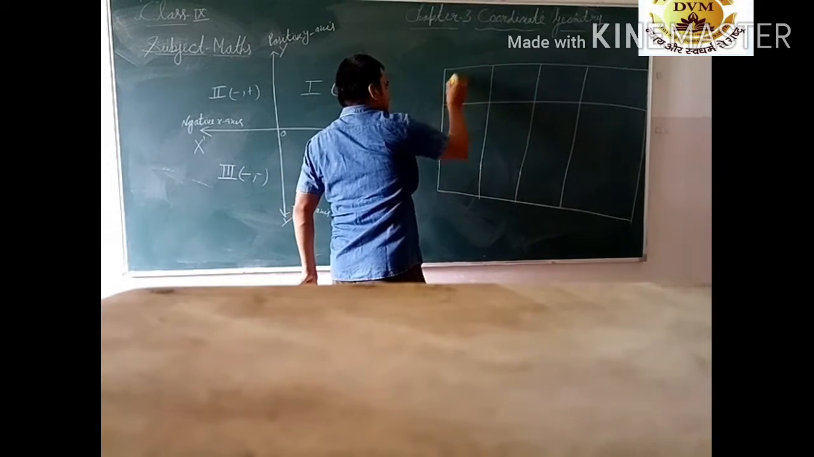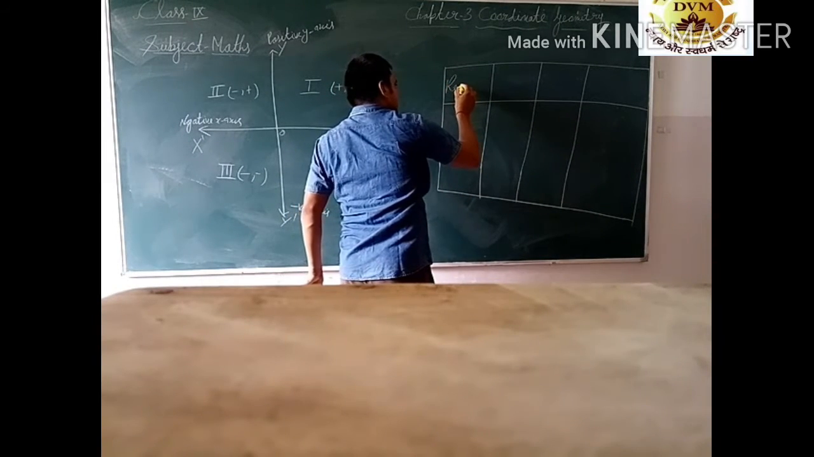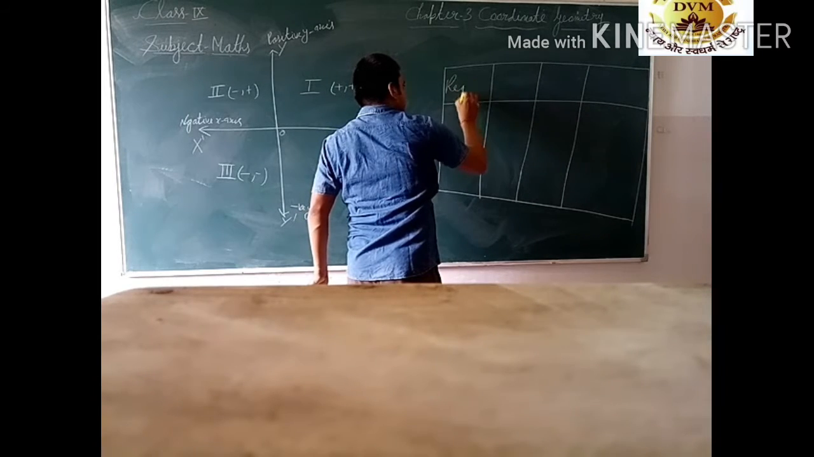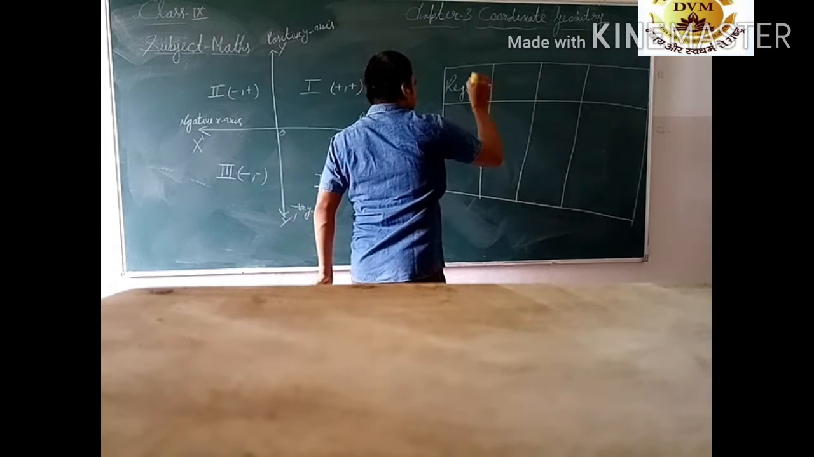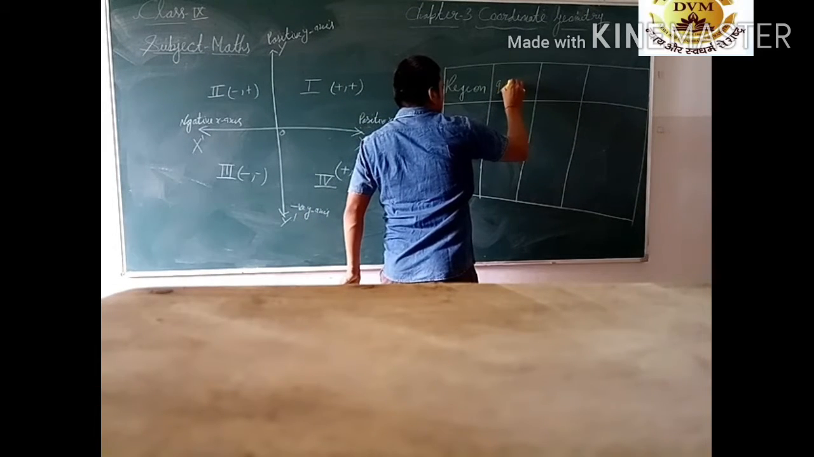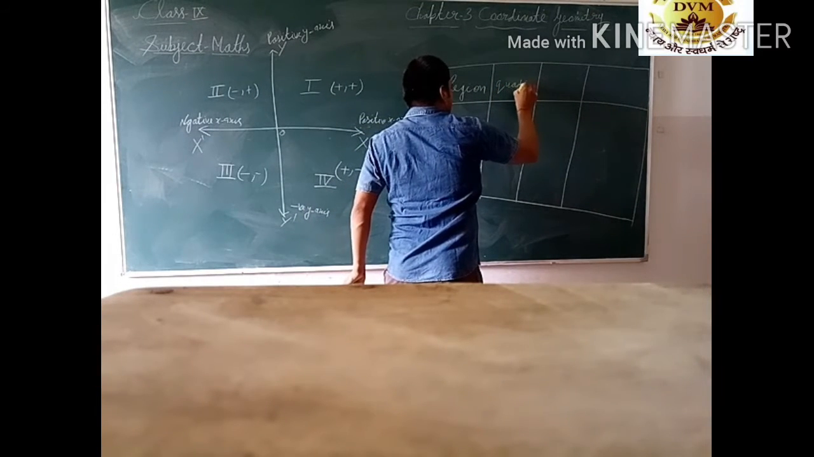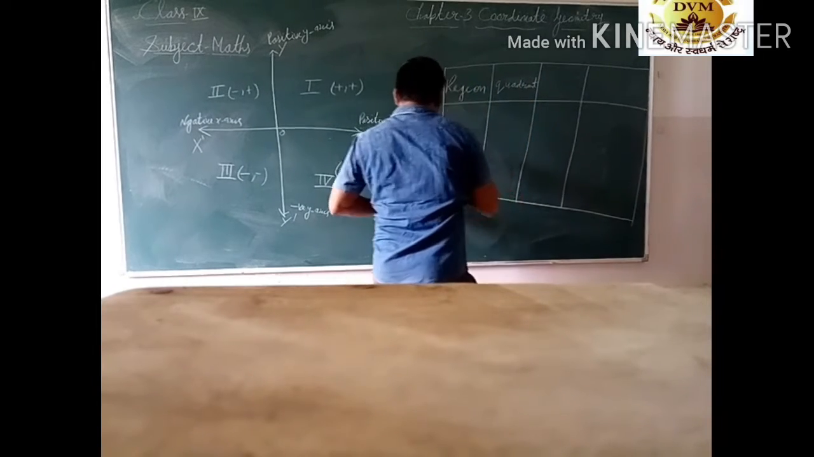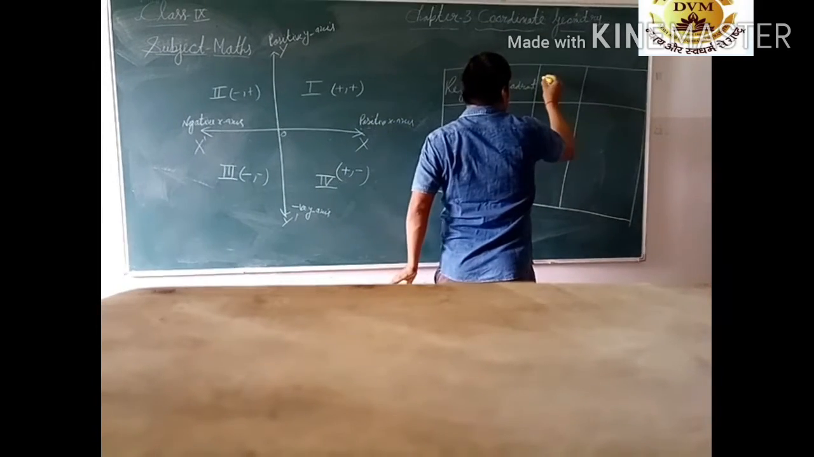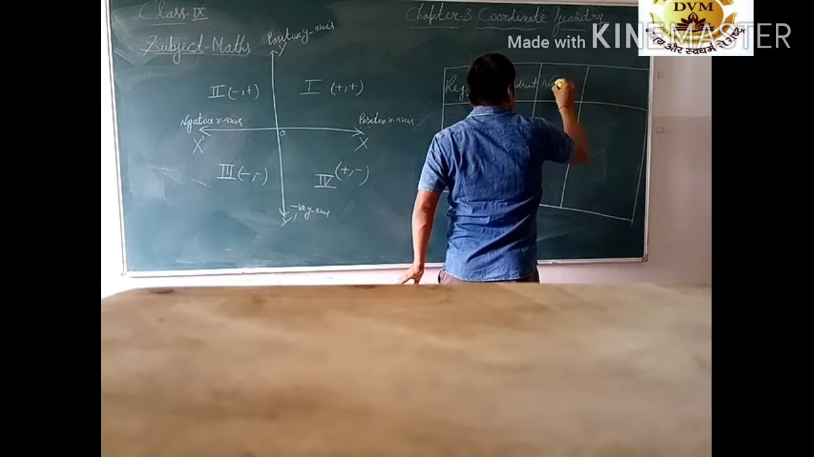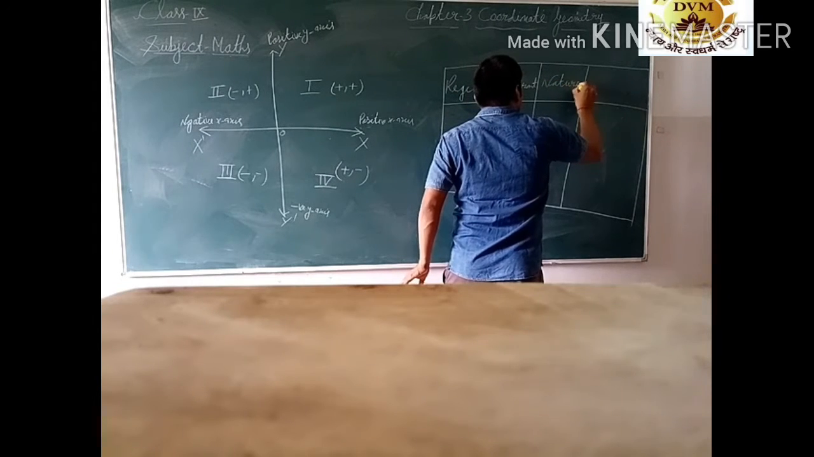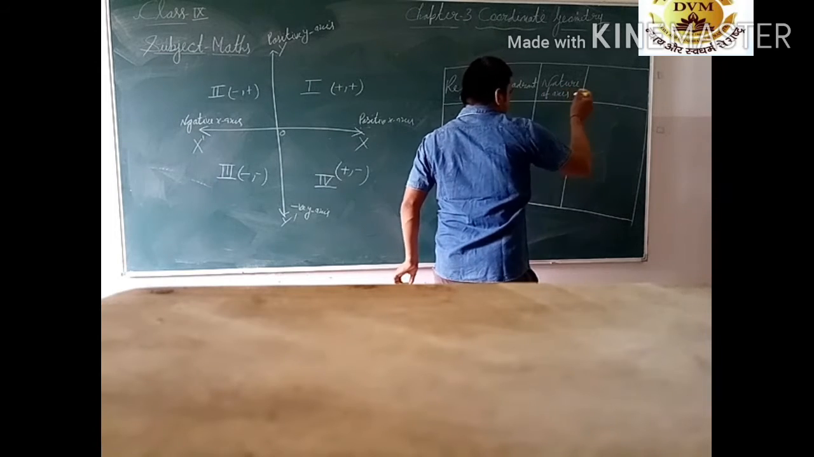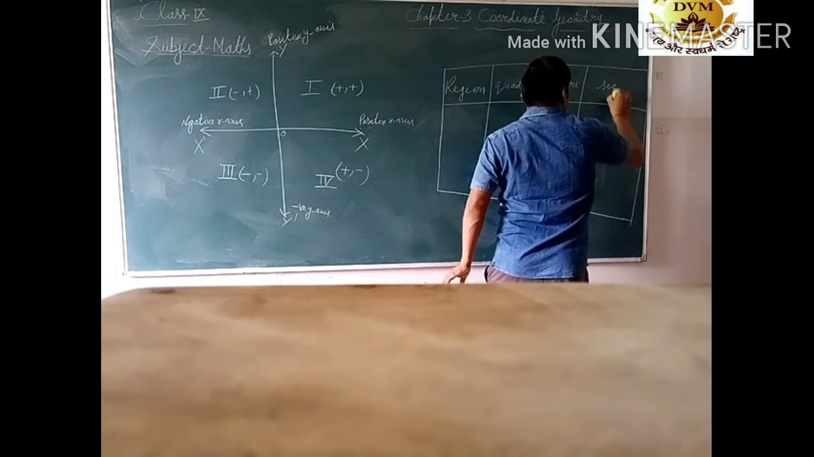First is region. Region, clear. Second is quadrant. Third is nature of axis, and fourth is sign.